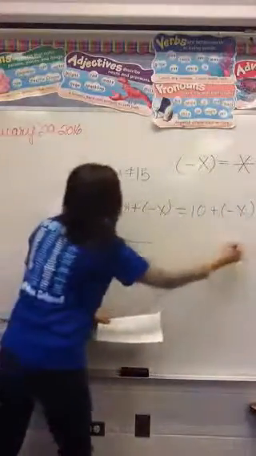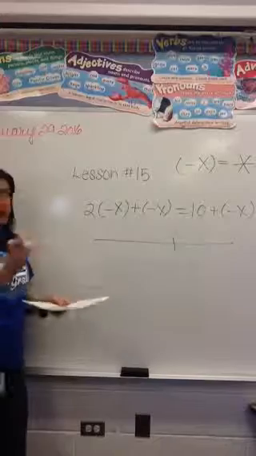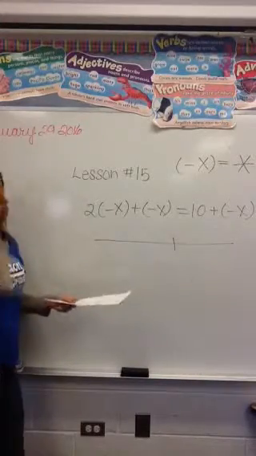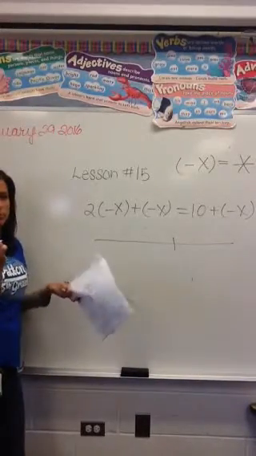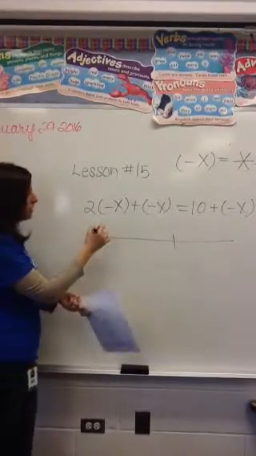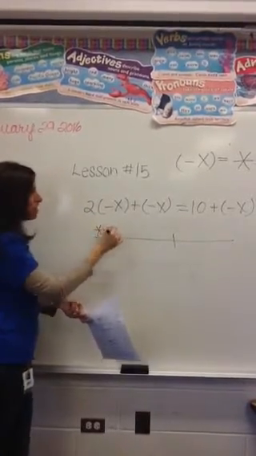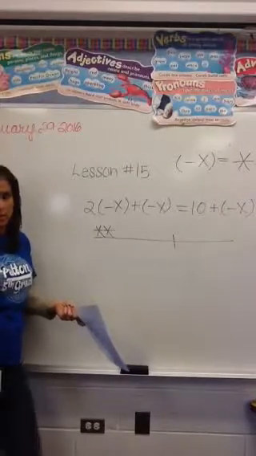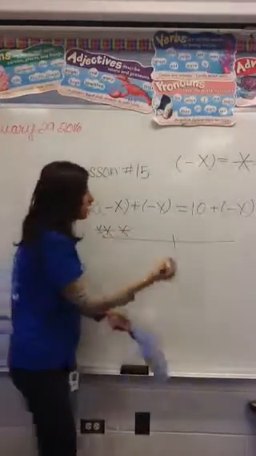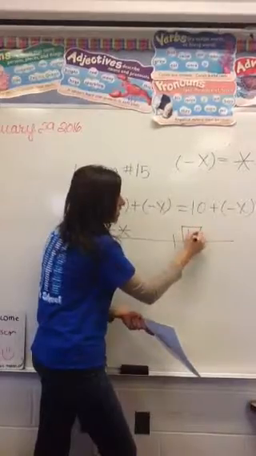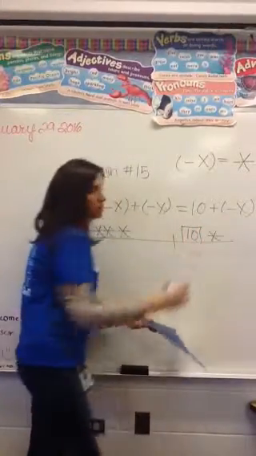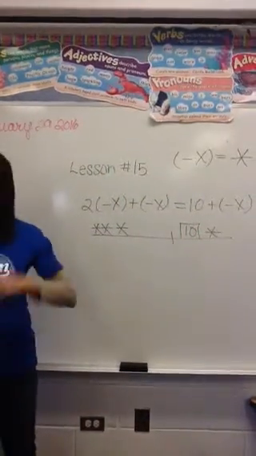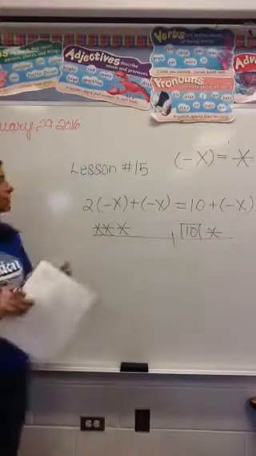Okay, here we go. So setting up the left side of your balance, we have 2 times negative x. So what are we going to put down on our balance for this, Ava? 2 stars. And then it says plus negative x. So what are we going to add? Another star. Equals, so we have our 10 and then plus negative x. So make sure your balance looks like mine.